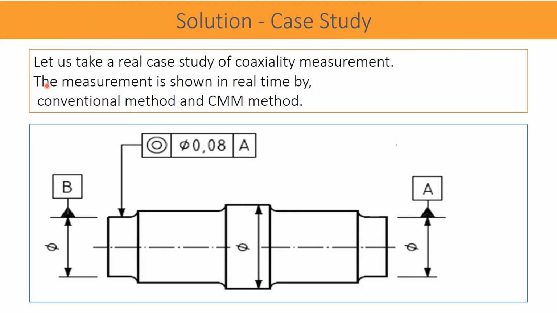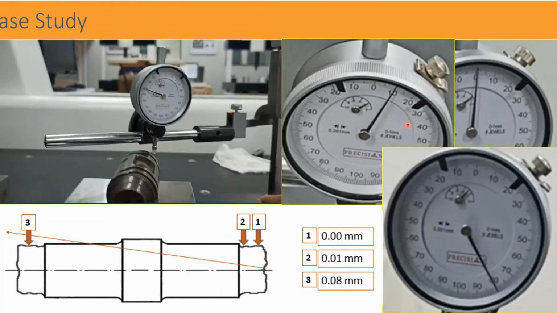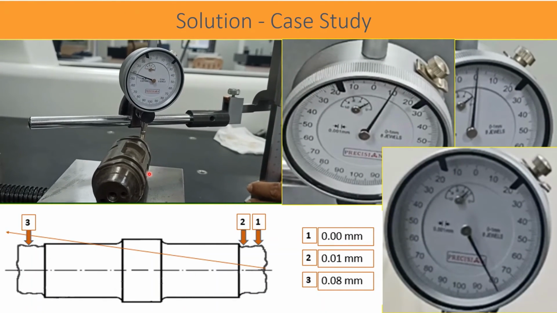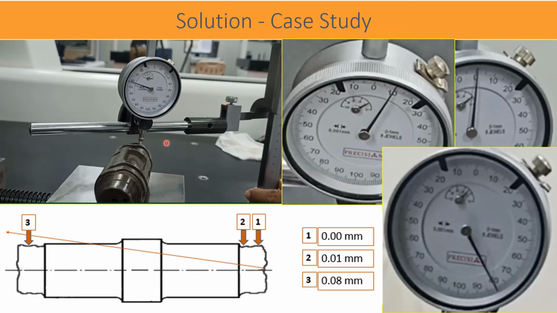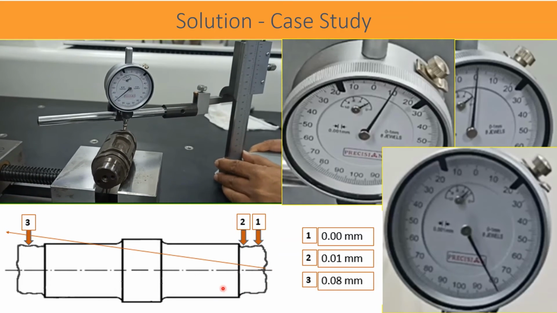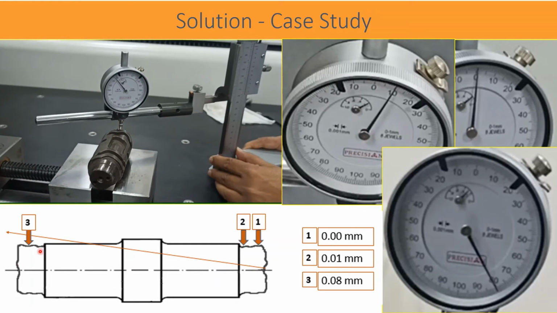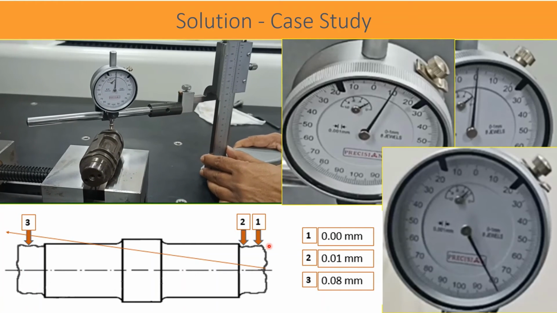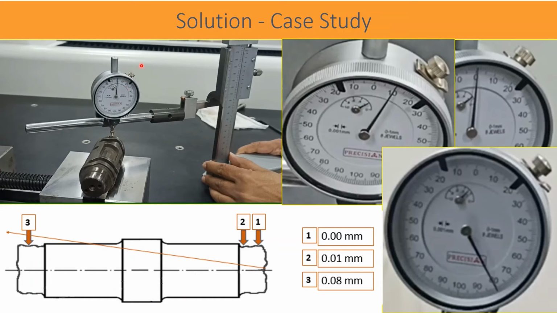Let us take a real case study of coaxiality measurement. The measurement is shown in real time by the conventional method and the CMM method. In this video, coaxiality of one end cylinder is measured taking another cylinder as a datum. The measurement is being carried out with a plunger type dial gauge.